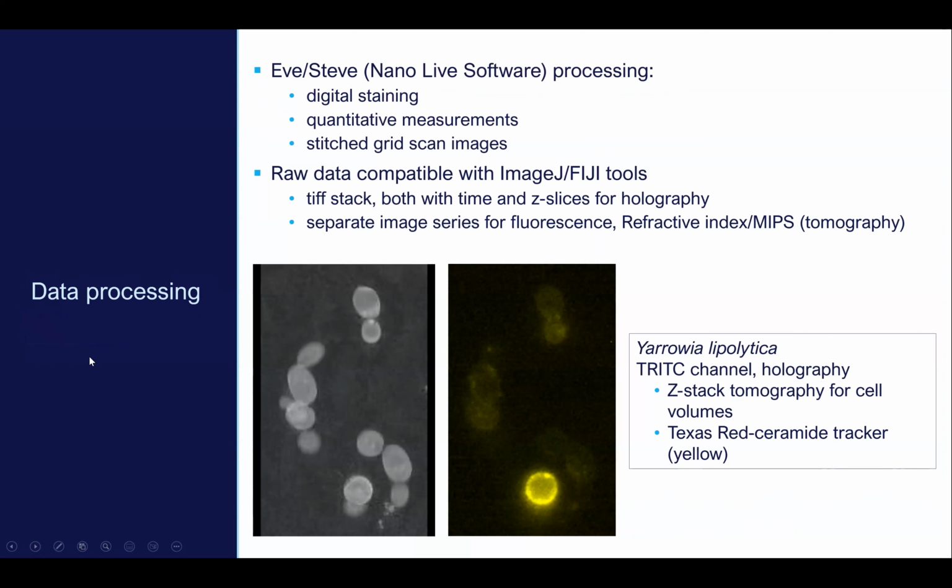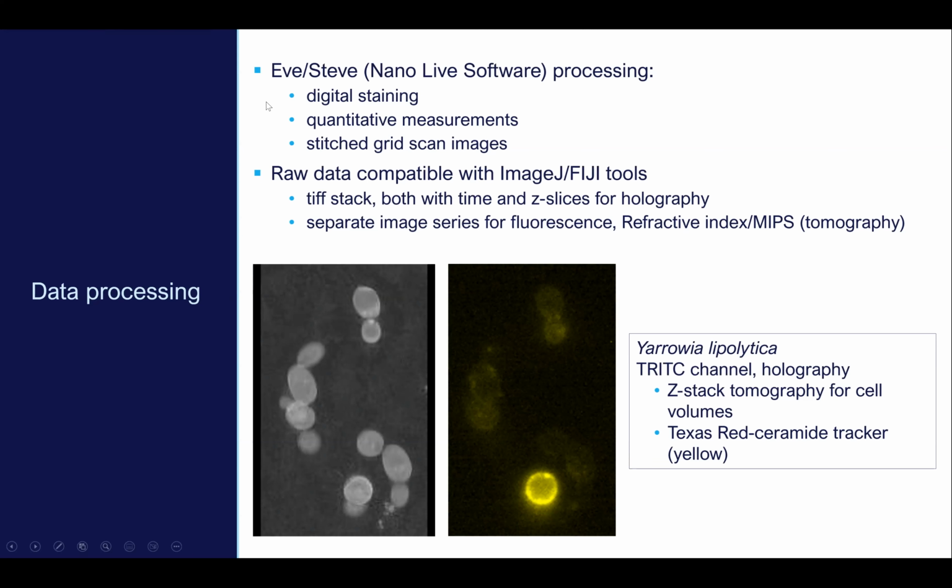So what kinds of data processing are available? I mentioned that there is a software platform associated with the NanoLive. This is called Steve, and it is particularly designed for something called digital staining, which allows you to take the density data coming from the tomography and false color it. I don't have an example of that. I'm happy to work with you if that's something that sounds interesting.